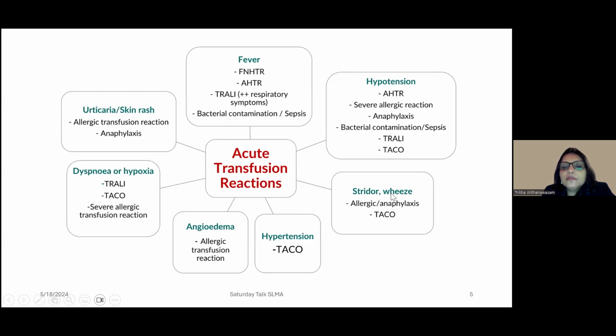Stridor, angioedema, and urticarial skin rashes: the minor presentations would be minor allergic reactions, and anaphylaxis can present with severe stridor, wheezing, angioedema, and urticaria. Hypertension is also a unique presentation, where circulatory overload can cause hypertension. Then dyspnea and hypoxia: this is a unique situation where the patient presents only with respiratory signs and symptoms, where we also have to consider TRALI, transfusion-associated circulatory overload, and severe allergic transfusion reactions.